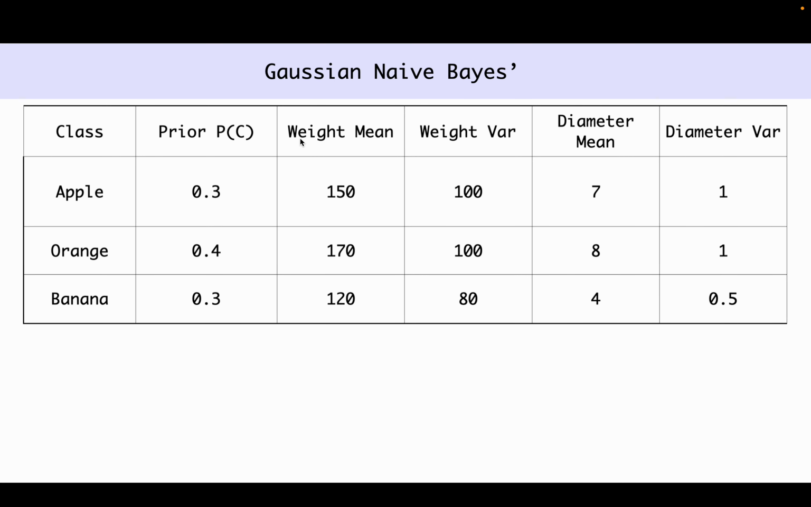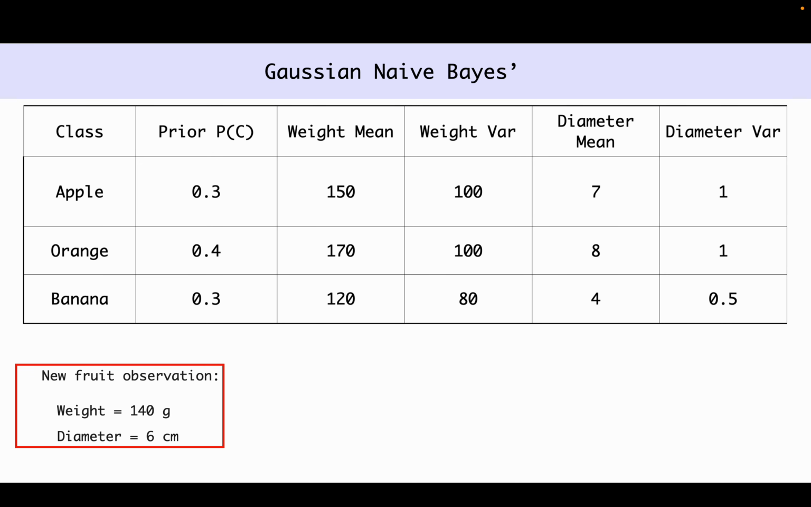Here, instead of raw data, we have already computed priors and also the statistics. There are three classes: apple, orange and banana, and we are supposed to find which class a new fruit belongs to depending upon its parameters, weight and diameter. Our goal is to find out which fruit it belongs to. Given the data, the weight is 140 grams and the diameter is 6 centimeters.